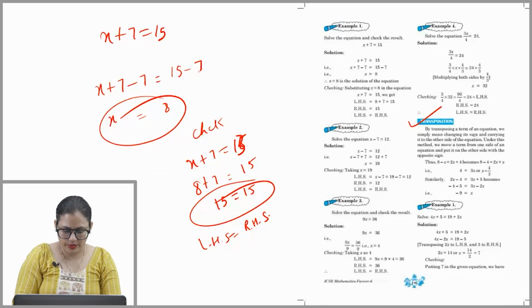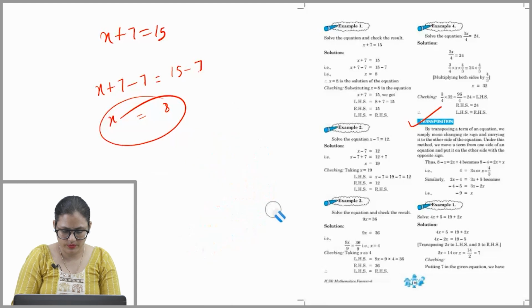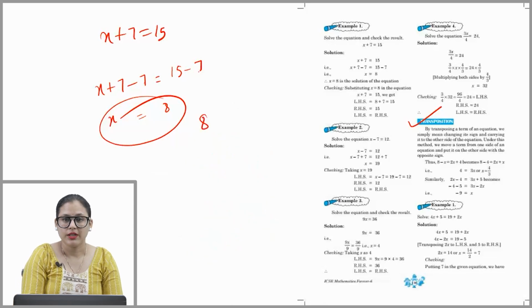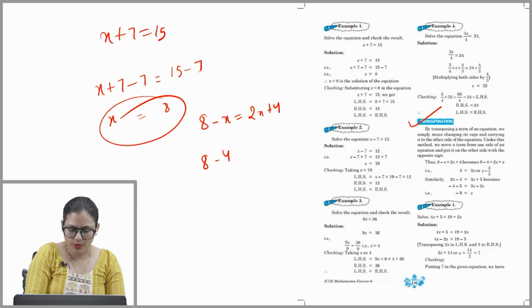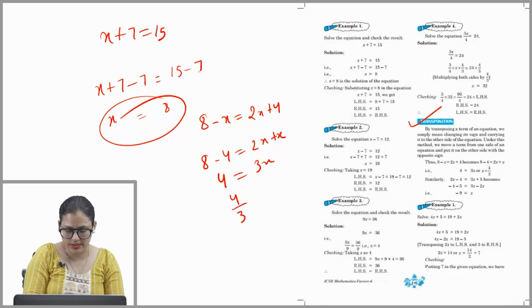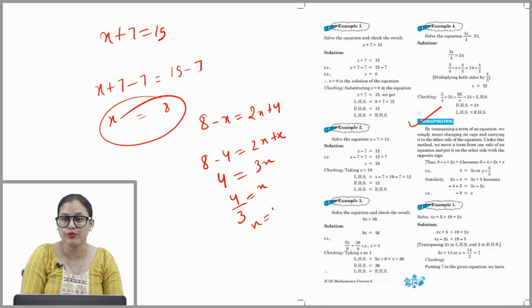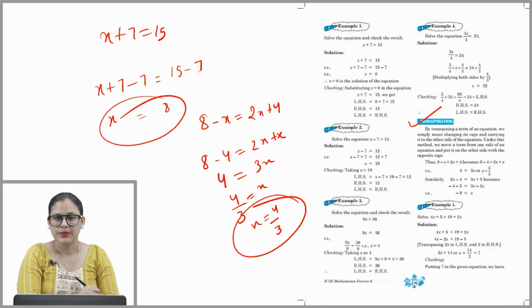So we have this equation: 8 minus x is equal to 2x plus 4. Now it will become 8 minus 4 is equal to 2x plus x. Now 8 minus 4 is 4, that is 3x, and 4 by 3 is equal to x, or x is equal to 4 by 3, right?